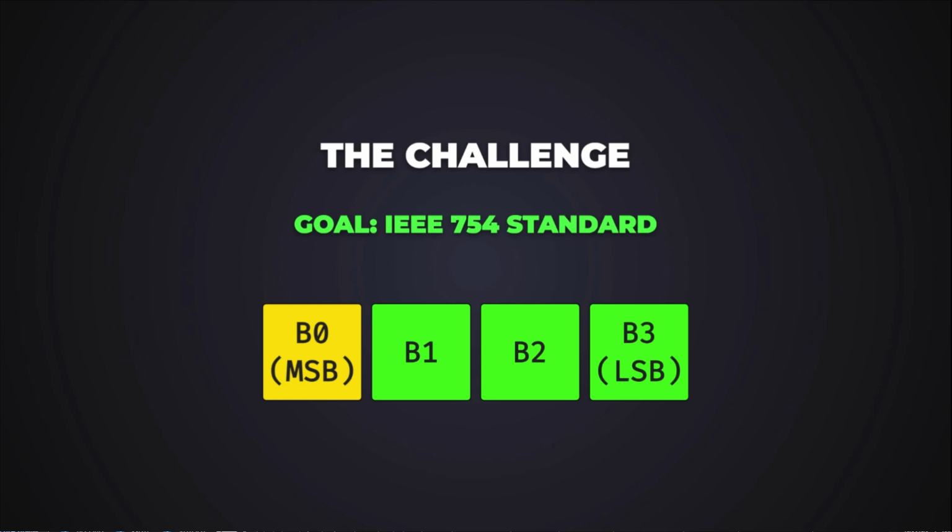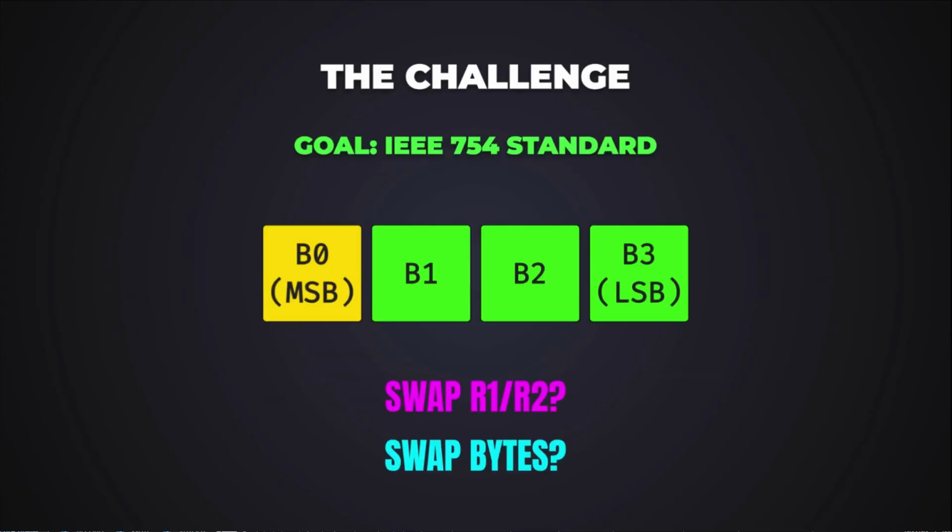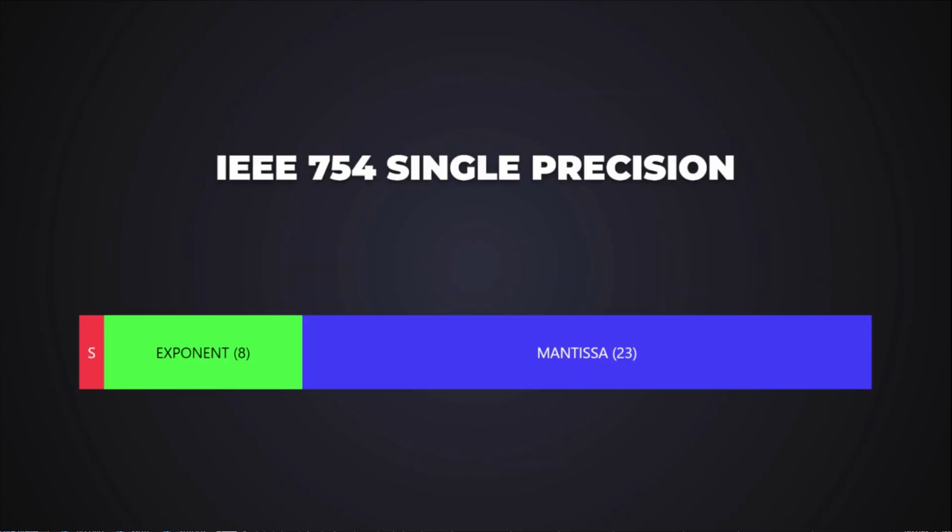The challenge is mapping these 4 bytes to the standard IEEE 754 sequence: byte 0, byte 1, byte 2, byte 3. Byte 0 is the most significant byte. The 4 variations arise from swapping the R1 and R2 word order and swapping the byte order within R1 and R2. The IEEE 754 single precision float standard defines the 32 bits. Bit 31 is the sign bit. Bits 30 through 23 form the 8-bit exponent. Bits 22 through 0 are the 23-bit mantissa.